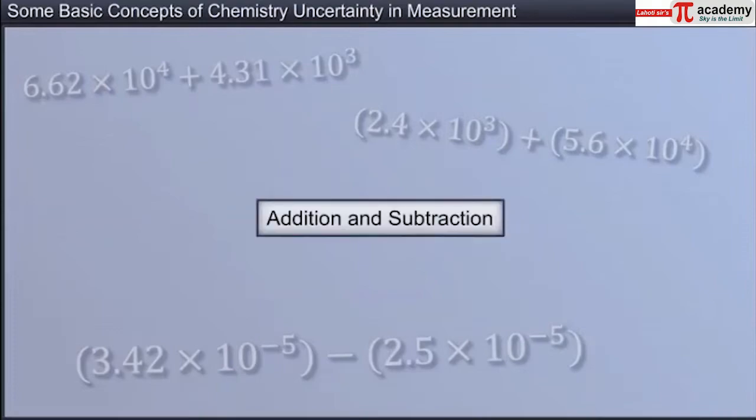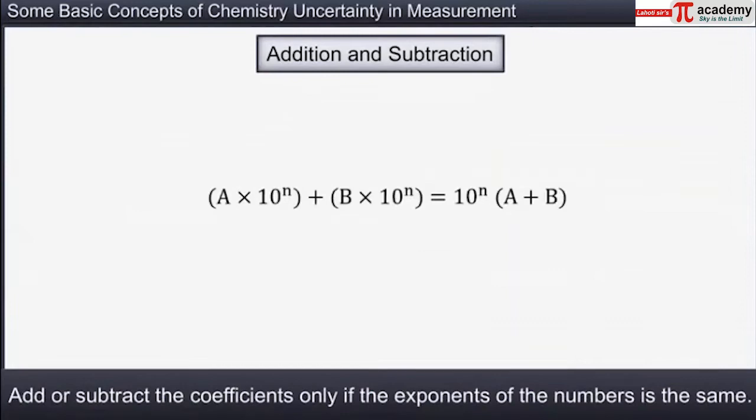Now let's see how to perform mathematical calculations on numbers written in scientific notation. Let's start with addition and subtraction. If we have to add or subtract any number expressed in scientific notations, we must first check if the exponent of the numbers is the same. Only if they are the same, we can add or subtract the coefficients.